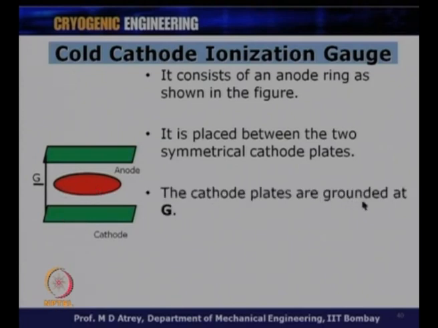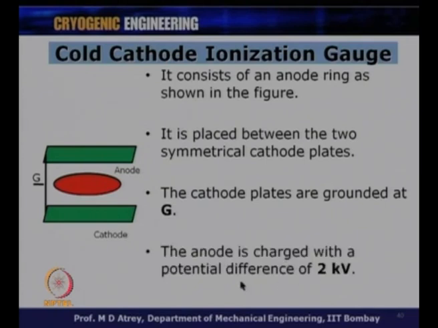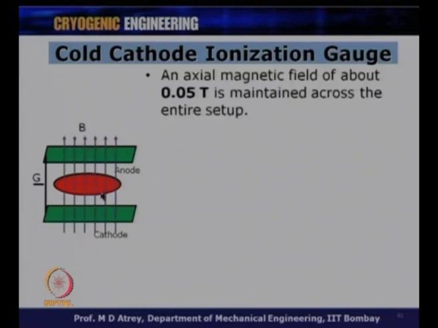The cathode plates are grounded at G. You can see grounding at G. So, you have a positive, negative and grounding here. The anode is charged with a potential difference of 2 kilovolt. The high potential between cathode and anode, a 2 kilovolt potential difference here, gives an electrical field. In addition to that, we have a magnetic field. A magnetic field of about 0.05 Tesla is maintained across the entire setup.